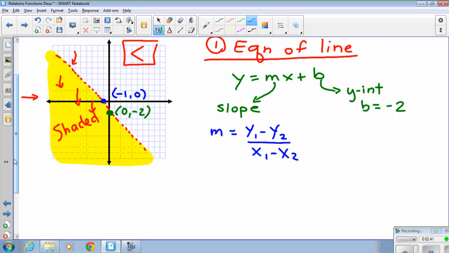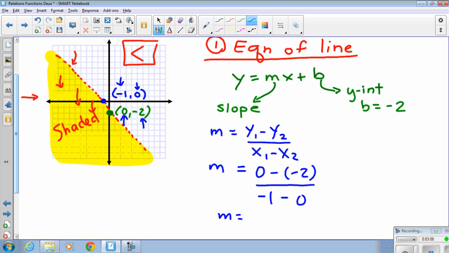Now it says take your y's and subtract them. So here are my y coordinates. I'm going to say 0, take away -2. And then it says divide that by the x coordinates subtracted in the same order. So now that's -1 take away 0. If I simplify this slope statement, 0 minus -2 is a +2. -1 minus 0 is -1, which means the slope of this line is -2.